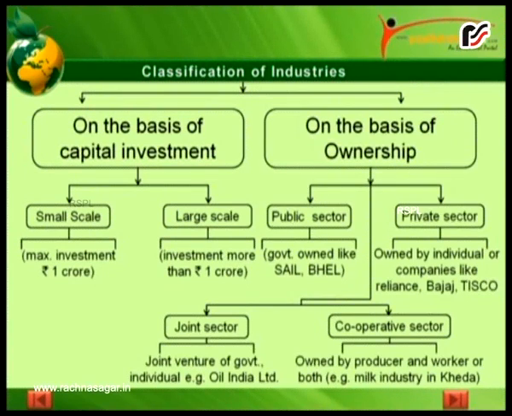Public sector, that is government owned industries like SAIL, BHEL, etc. Under private sector, we have industries owned by individuals or companies like Reliance, Bajaj, Tisco, etc. Next is joint sector, which is a joint venture of government and individual, for example, Oil India Limited. Last, cooperative sector, which is owned by producer and worker or both, for example, milk industry in Kheda.